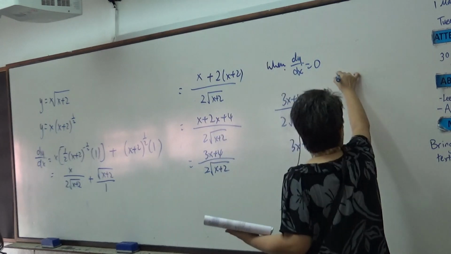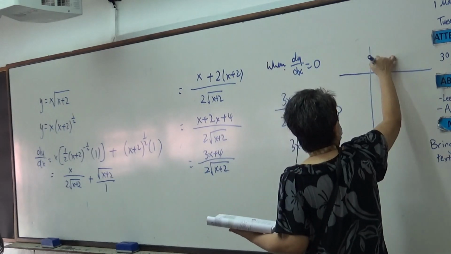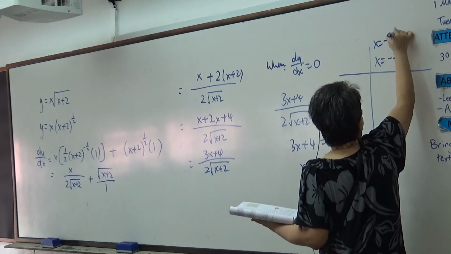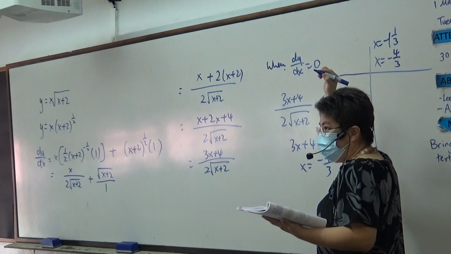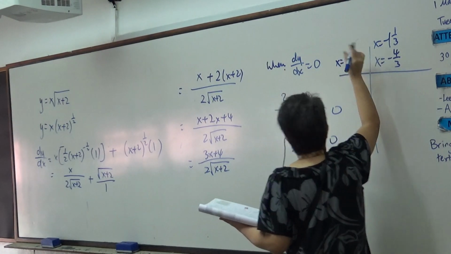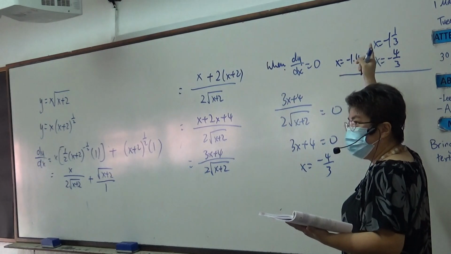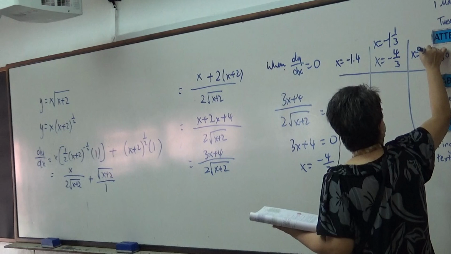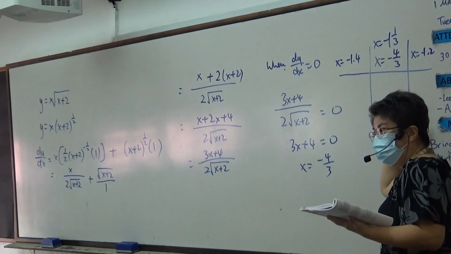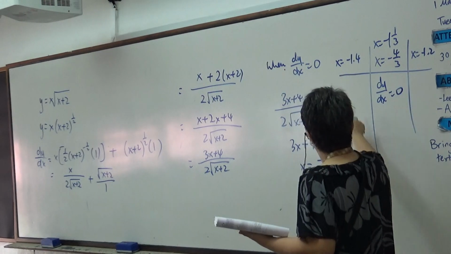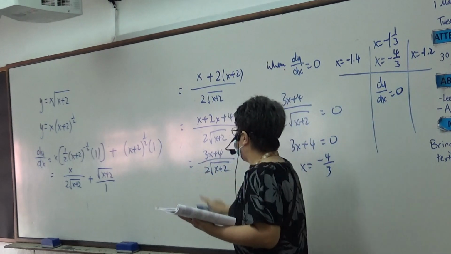Now, next up. So, x will be negative 4/3. Now, this is actually negative 1 1/3. Okay? Now, negative 1.4, because 1 1/3 is negative 1.3. Okay? So, this will be what? Negative 1.2, right? Bigger? Okay? So, this one, dy dx is already 0. Okay, you plug in negative 1.4.